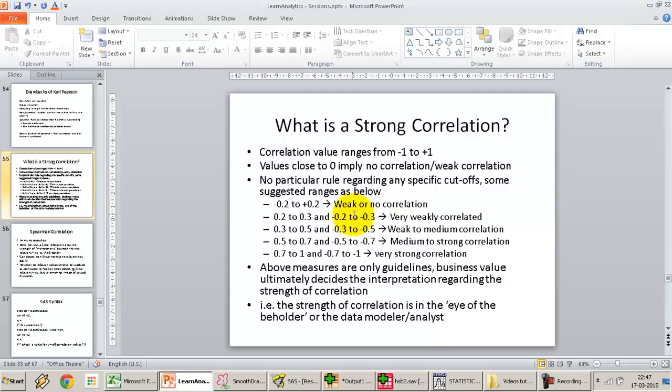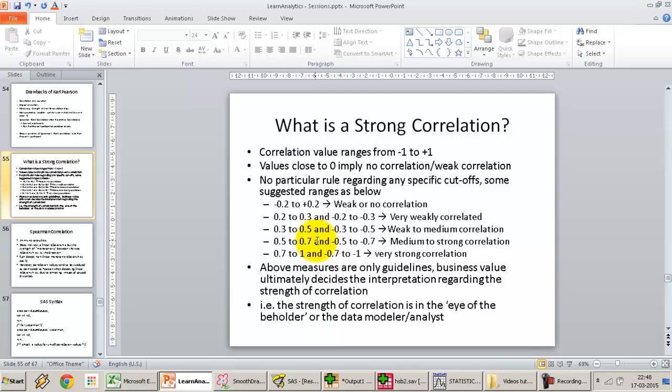From 0.3 to 0.5 on both sides, weak to medium correlation. 0.5 to 0.7, medium to strong. And anything above 0.7 on both sides is considered a very strong correlation. So again, a caveat over here: these are only guidelines. They are not written in stone.